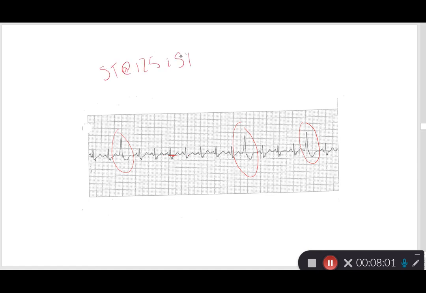I do have some ST segment depression, although it's not too notable. And let's look at these PVCs. I have three of them, so I have multiple, but I need to decide, are they unifocal or multifocal, and do they occur in a pattern? All these PVCs look the same. They all generally look like the same shape, same size. So they're unifocal.